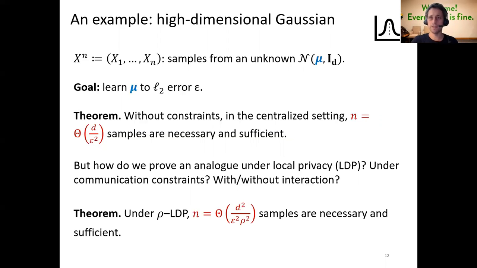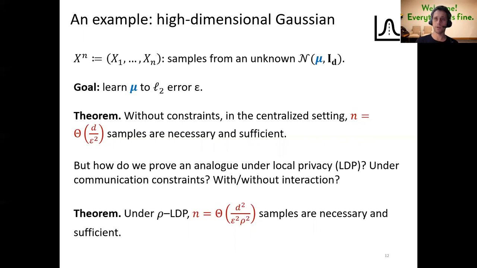So here's the type of theorem we might want to prove. Hopefully by the end of this 4-part tutorial, you will be able to prove it using the techniques that are going to be explained and detailed later. Under rho privacy, where rho is a parameter, think of it as a small positive constant, under rho LDP, the number of samples that are necessary and sufficient for estimating the mean mu of an unknown Gaussian is d squared over epsilon squared rho squared.